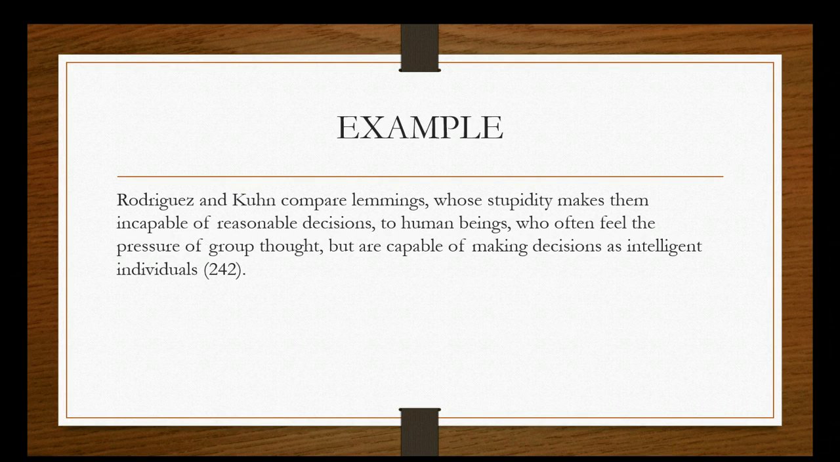So there's an example. Rodriguez and Kuhn compare lemmings whose stupidity makes them incapable of reasonable decisions to human beings who often feel the pressure of group thought but are capable of making decisions as intelligent individuals. And it sounds like the quote we were looking at earlier, but it's different. The words were changed up, the order was changed up, different vocabulary. It was said in the writer's own words. So we did not need quotation marks because it is not a direct quote. However, we still do need a signal phrase, Rodriguez and Kuhn compare.